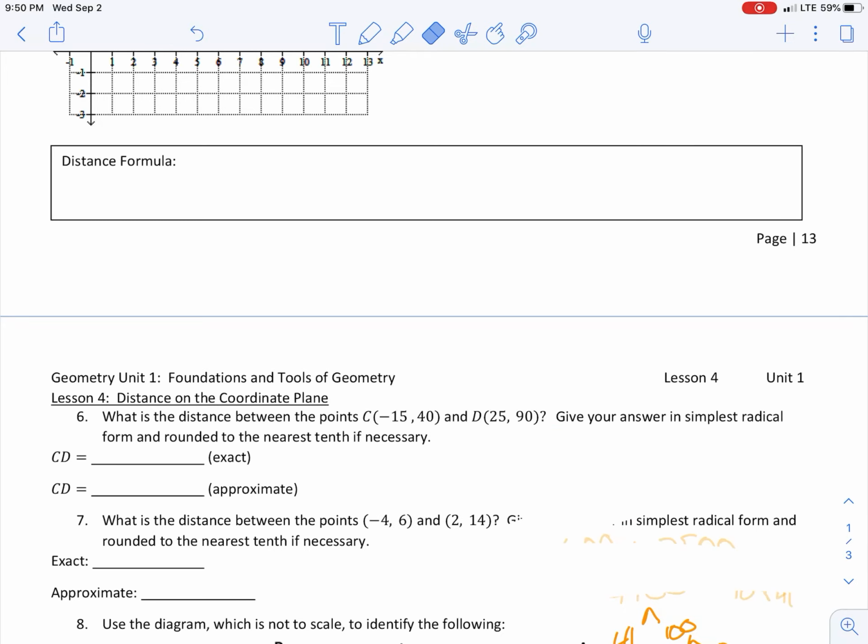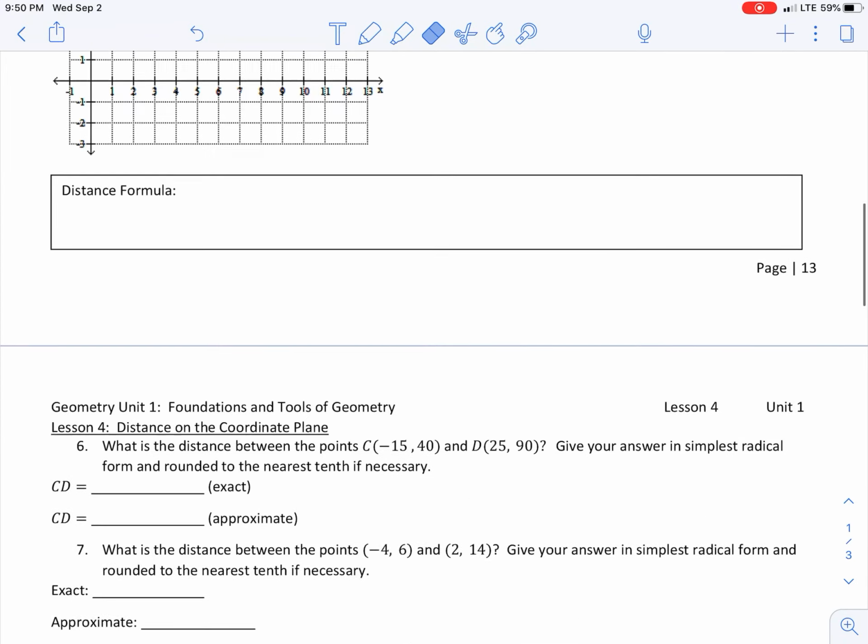Apparently, I have stuff that I forgot to erase.